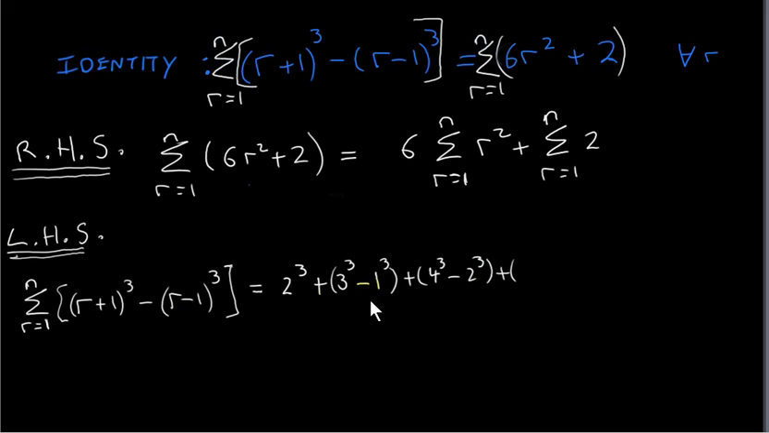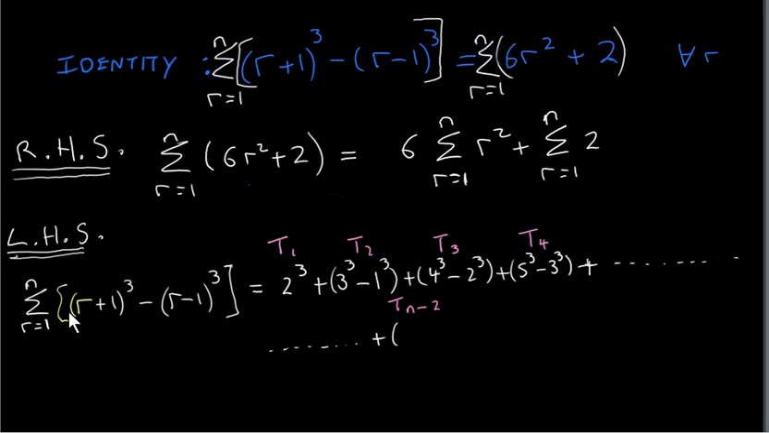Plus, let's see now, we want the fourth term. 4 plus 1 is 5. 5 cubed minus 4 minus 1, which is 3, 3 cubed. Now I've written down the first 4 terms. What I'm going to do now is skip on, dot dot dot, and I've moved on to the next line to get some space, and I'm going to write down the 3 last terms. So the third last term is going to be Tn minus 2.